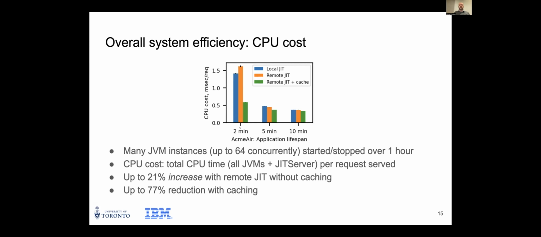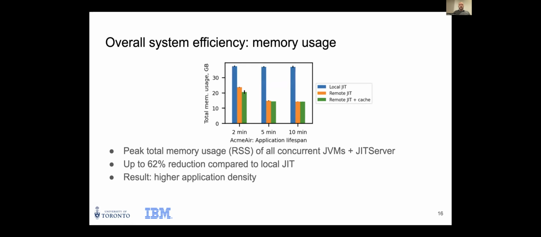We see that for short-running application instances, 2 minutes in this case, remote JIT by itself without caching actually increases overall CPU usage because of those serialization and networking overheads. But with caching, we reduce overall CPU usage significantly, up to 77%. Again, the effect becomes smaller with longer-running application instances because the CPU overhead of JIT becomes relatively small compared to the overall CPU time used by the application.